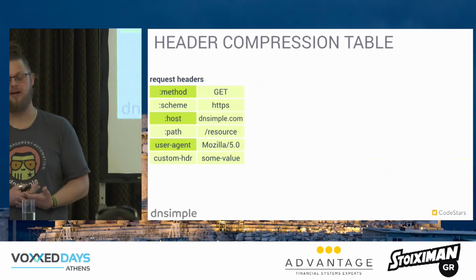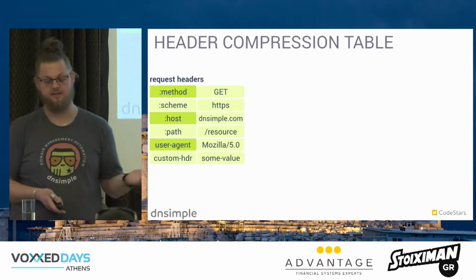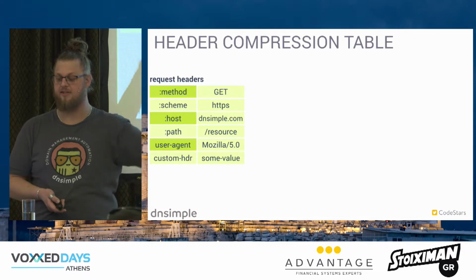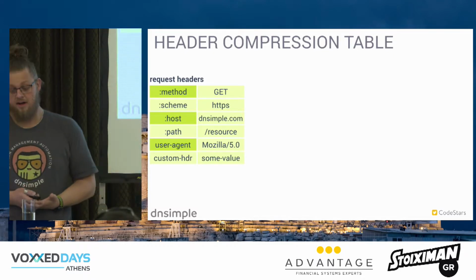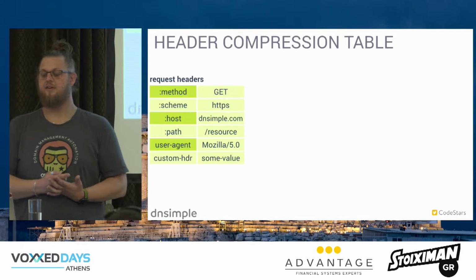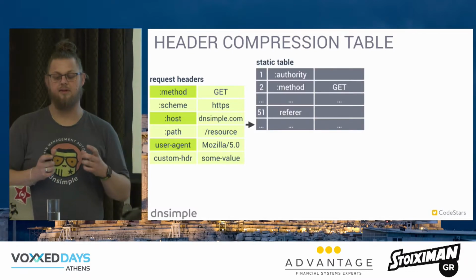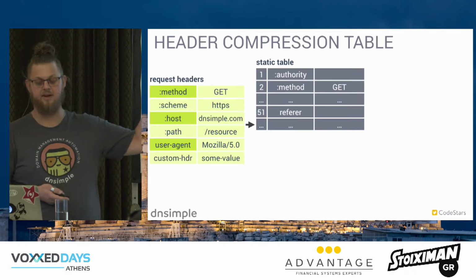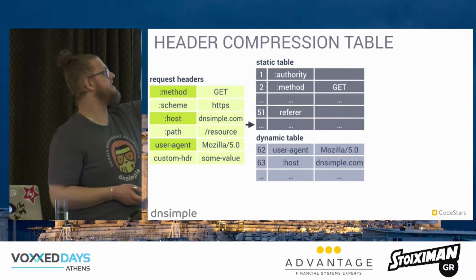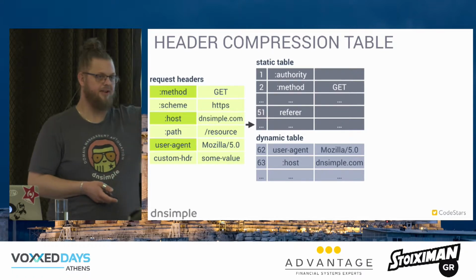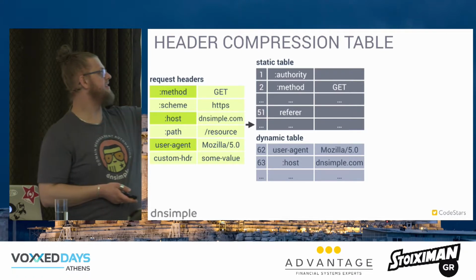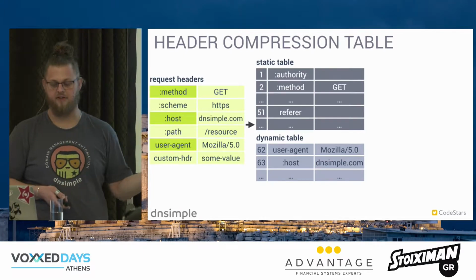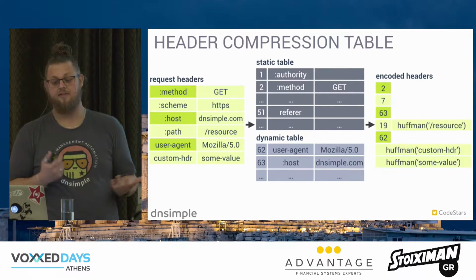So let's take a look at how HPACK works and compresses headers. On the left side here, you see the different headers you have. So you have method GET, scheme HTTPS, host simple.com, and so on and so forth. And HPACK then uses a table, the header compression table, in order to compress this. The table consists of a static part and a dynamic part. The static part is specified in the RFC and usually should never change. And then there's the dynamic part, which has ongoing indexing, but is built up over the connection. And then this is how you encode it.